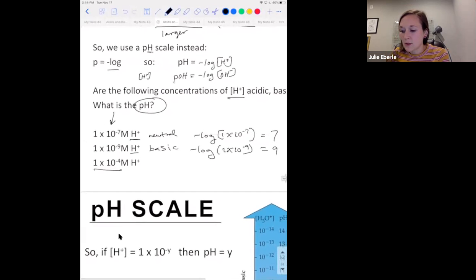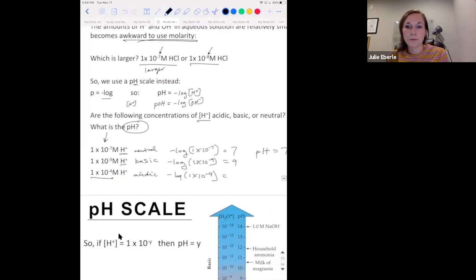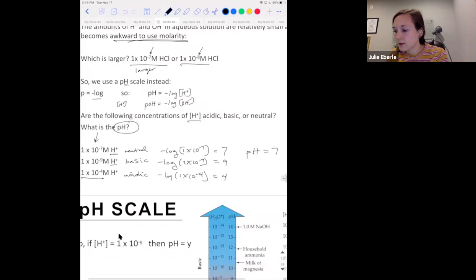All right, let's look at the last one. 1 times 10 to the minus 4. This is greater than 1 times 10 to the minus 7, so this is acidic. And when you do the negative log of 1 times 10 to the minus 4, what did you get? 4. Okay, so here pH equals 9, pH equals 4.